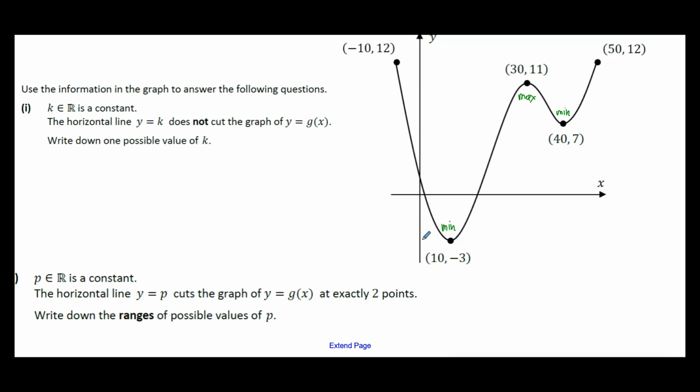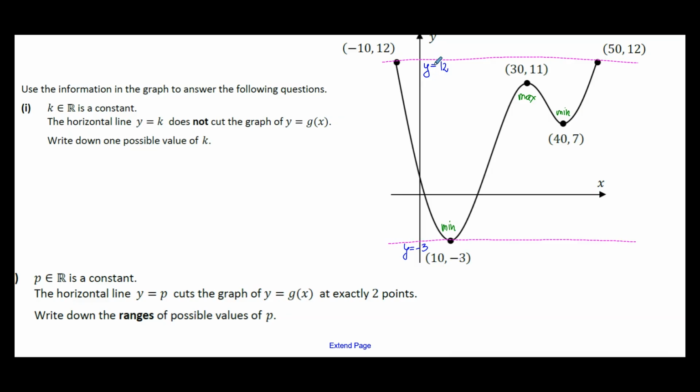So if I'm looking at it, those are the 2 lines. If I'm going to draw a horizontal line, what's this y value here? That's 12, isn't it? What's this value here? Minus 3. So if I draw a line at any value between 12 and minus 3, I'm going to cut the graph.